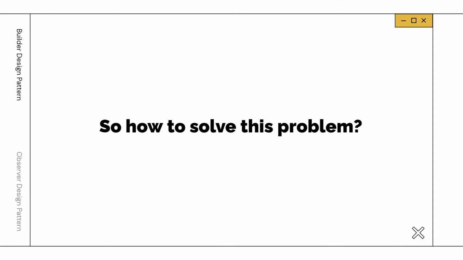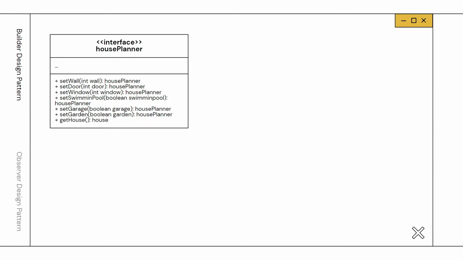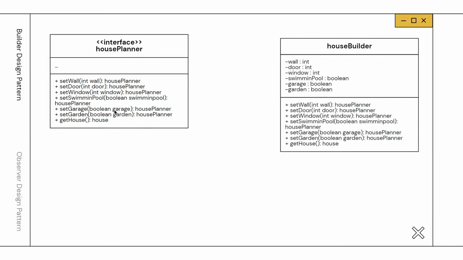So, how do we solve this problem? Let's solve the following example. In order to create a custom object to make a house, we have to depend on one interface named house planner. This house planner has several methods named set wall, set door, set window, set swimming pool, set garage, set garden, and get house. And the class which will implement the interface is named house builder.